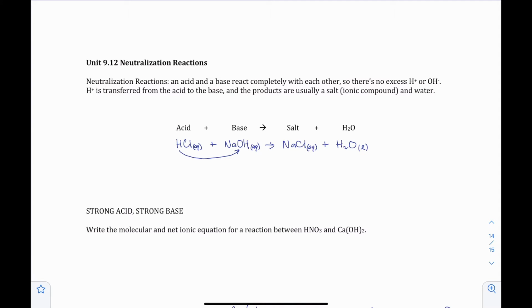Let's say the acid is HCl and the base is NaOH. H+ would be transferred from the acid to the OH- in the base to form water, and whatever's left over forms the ionic compound, in this case NaCl.